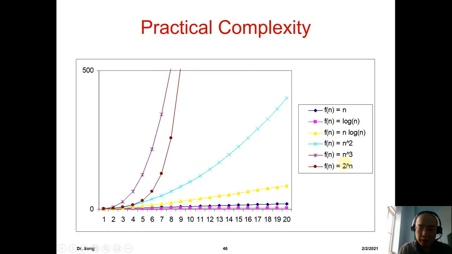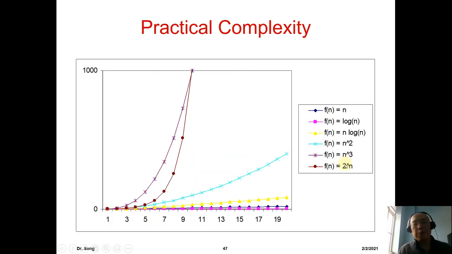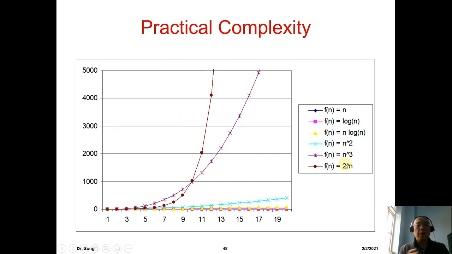So how about we increase the scope? We increase the scope again, and again. So what do you see? You will see that when the value gets larger and larger, eventually 2 to the n is going to grow faster than O(n cubed), right?